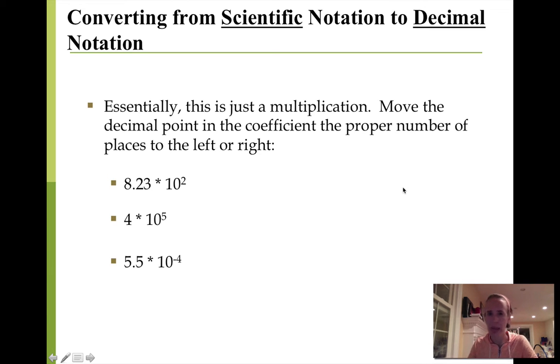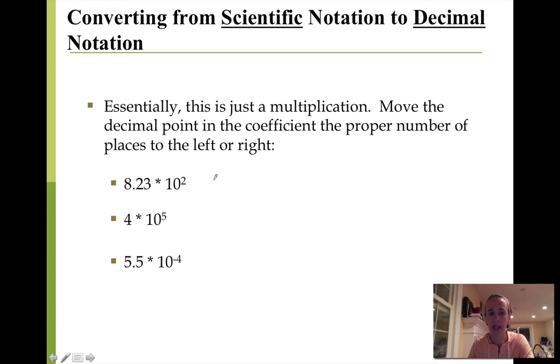Let's talk about going back and forth between scientific notation and decimal notation, which you're probably a little more comfortable with. Really, it's just a multiplication. When we look at a number in scientific notation, we're multiplying that coefficient by the exponential. It's good to think about what this power of 10 really means. 10 squared is 10 times 10, which is 100. So really, we're just doing 8.23 times 100.